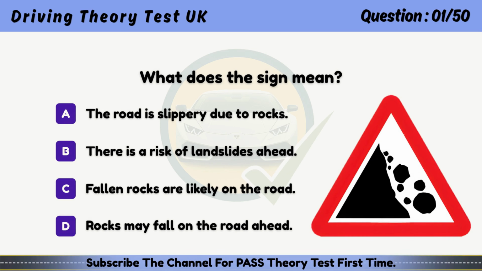Question 1. What does the sign mean? Option A. The road is slippery due to rocks. B. There is a risk of landslides ahead. C. Fallen rocks are likely on the road. D. Rocks may fall on the road ahead.